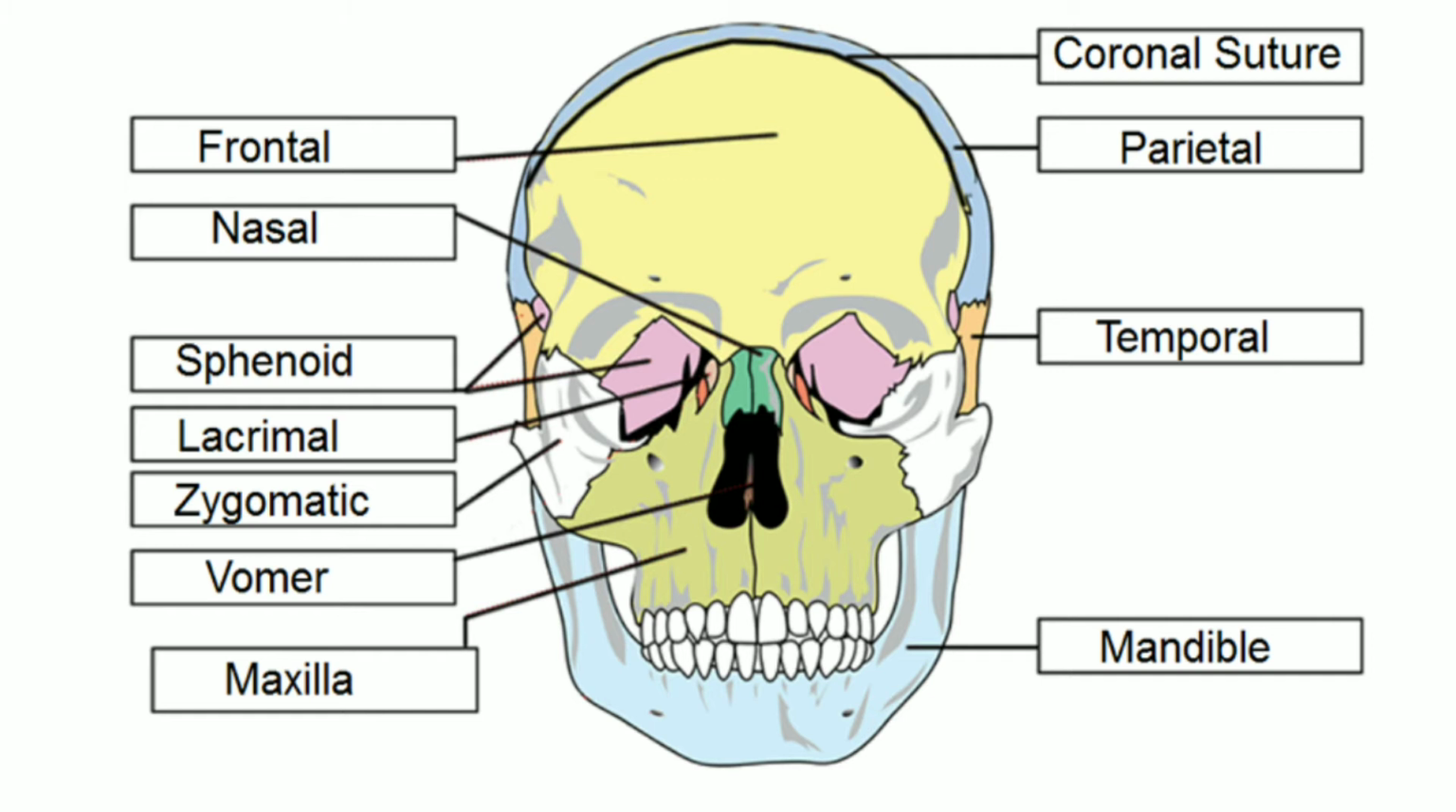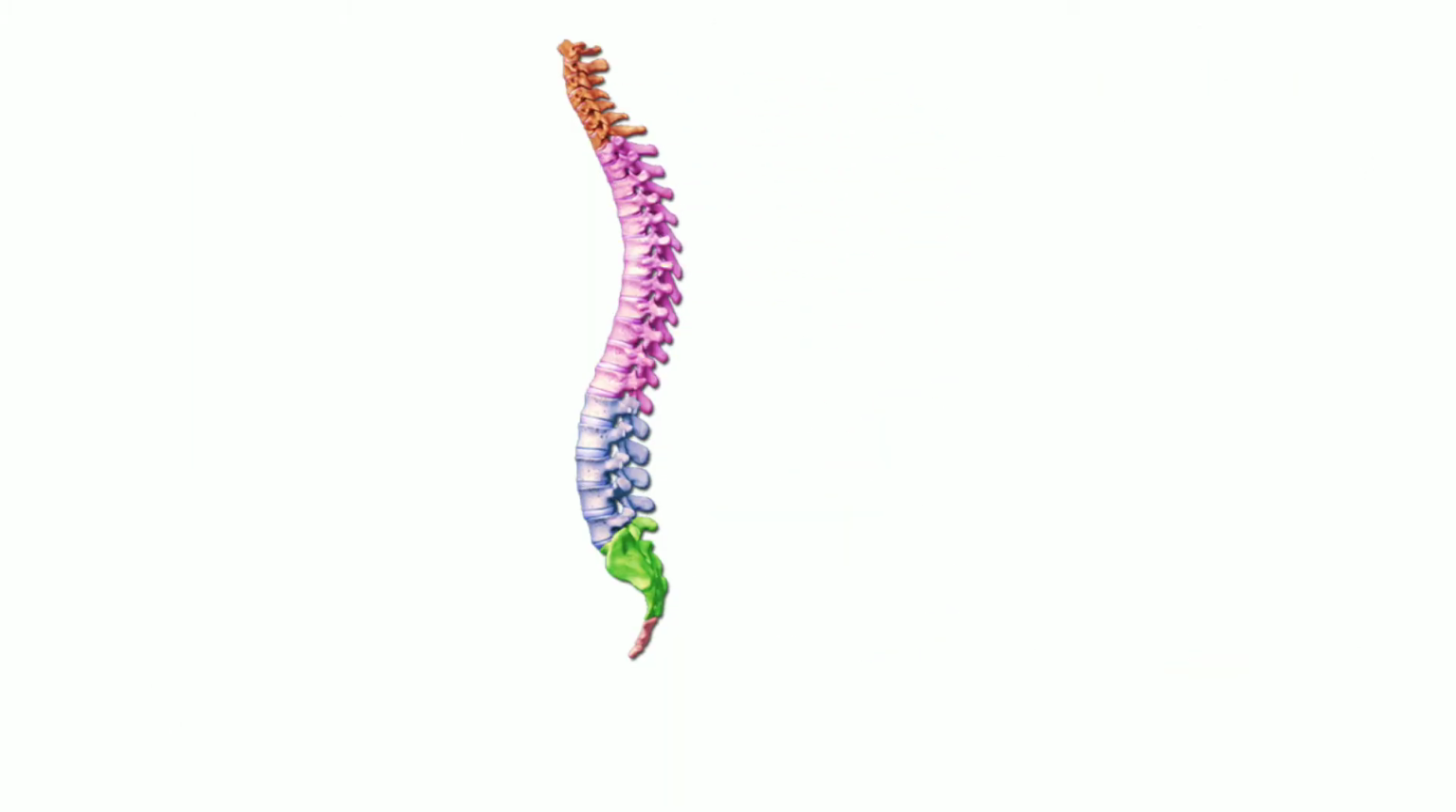Then below that you have the maxilla, and to the opposite side you have the coronal suture, followed by the parietal bone, followed by the temporal bone near your ears, and just below your teeth you have the mandible, right? So students, your skull includes your jawbone also. Then now a little easier one.